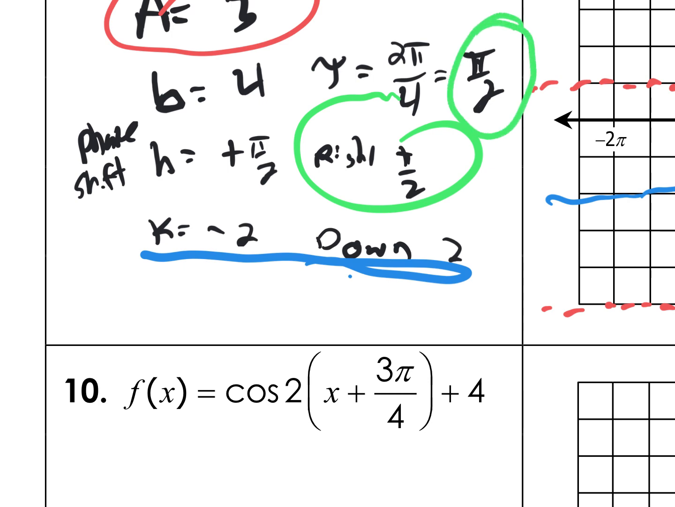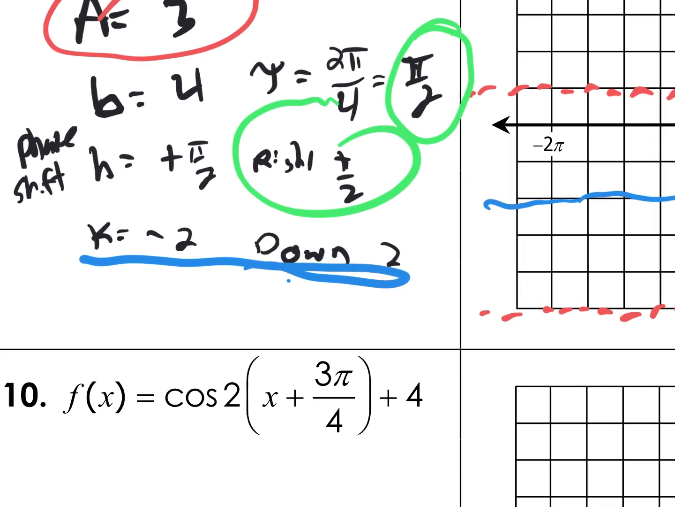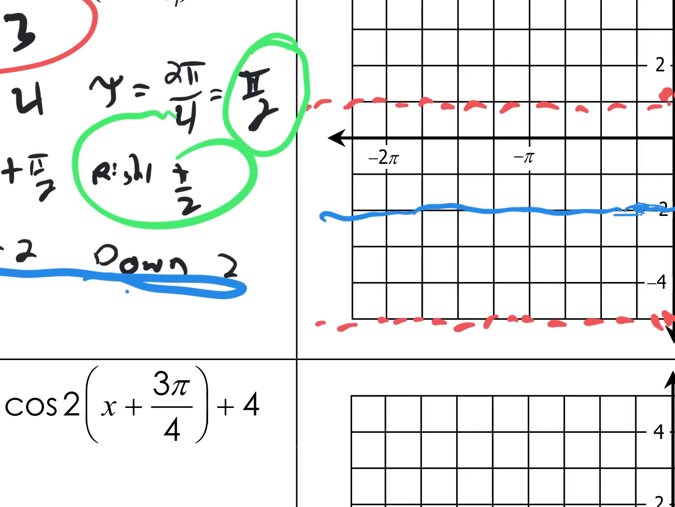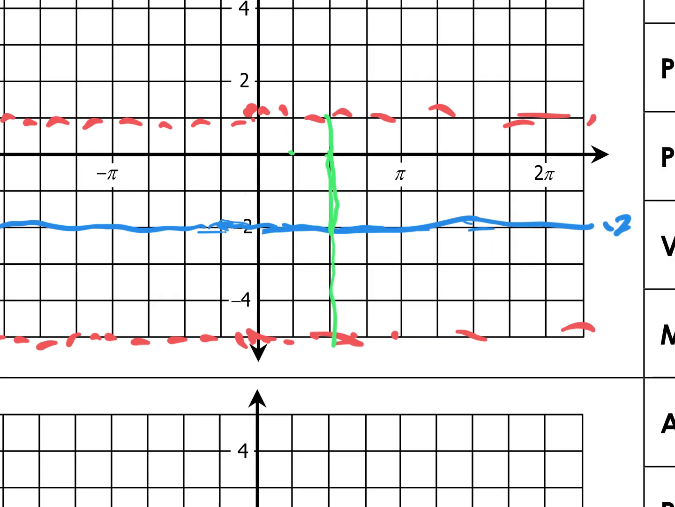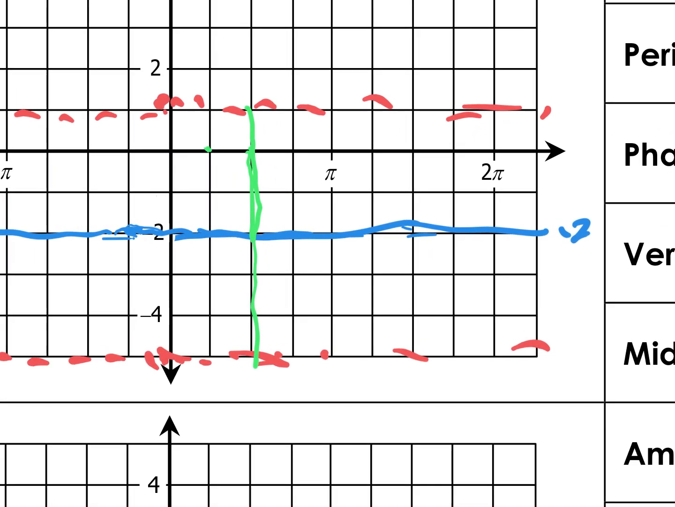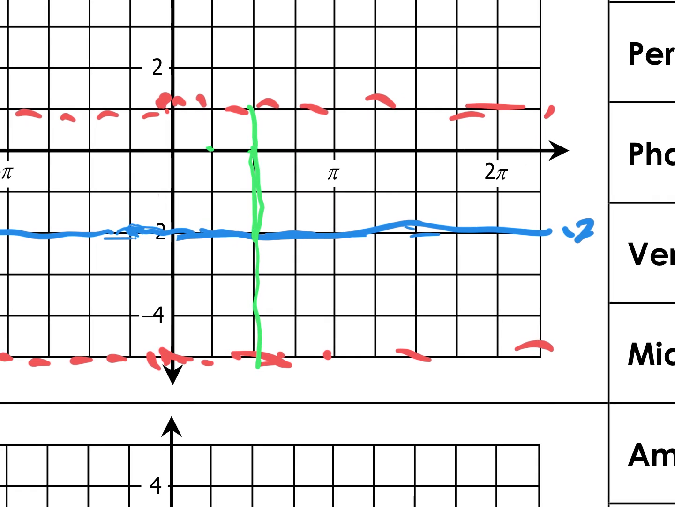What's the period? Pi over 2. I'm supposed to finish this in pi over 2 distance. How many tick marks over is that? 2. Come on, guys, be smarter. This whole thing finishes there. That means every 2 tick marks, it starts over again.